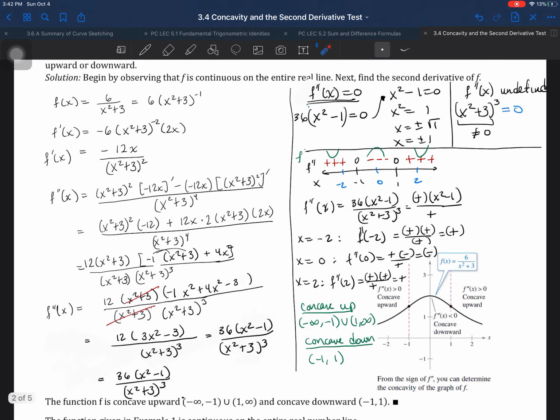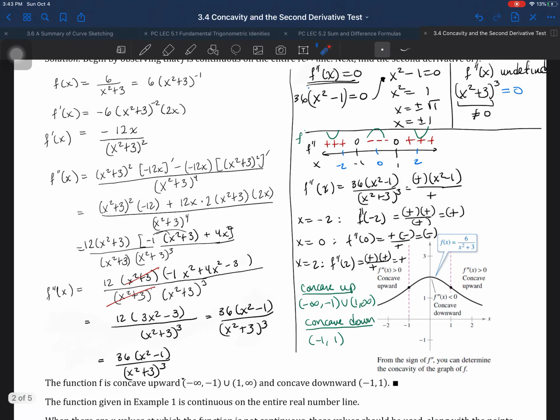When would this be undefined? You take the denominator and set it equal to 0. Now we know that this can never equal 0. Why? Because this is a positive number, and we know x squared is a positive number. If you add positive plus positive, that would never cancel each other out. They're always going to be above 0. So therefore, this is never going to be 0. So there are no values here where it's undefined. We didn't find anything from here, so we only have negative 1 and 1.